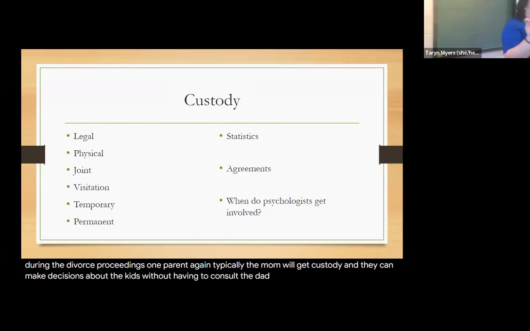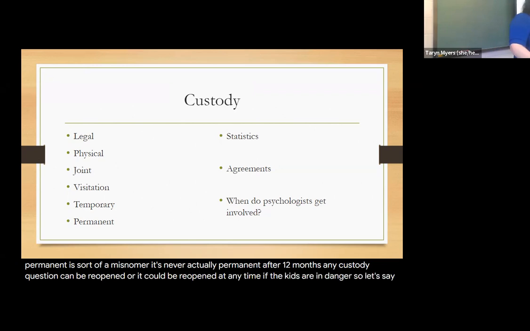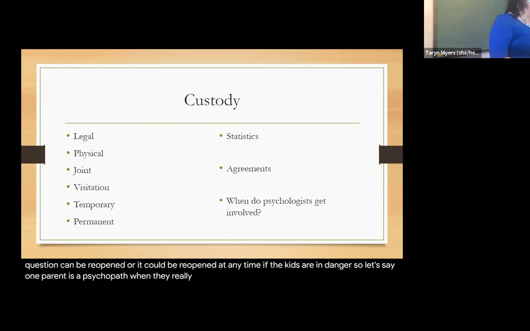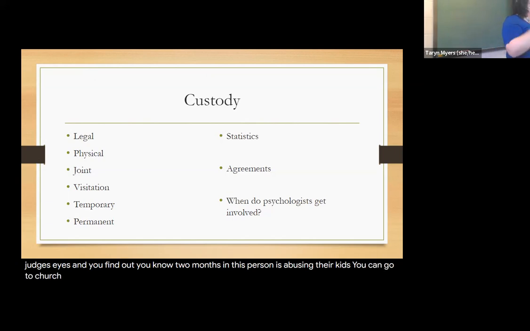There's also permanent custody, although permanent is sort of a misnomer. It's never actually permanent. After 12 months, any custody question can be reopened, or it could be reopened at any time if the kids are in danger. So let's say one parent is a psychopath, who really pulled the wool over the psychologist's eyes and the judge's eyes, and you find out, 2 months in, this person is abusing their kids. You don't have to wait 10 more months. You can go to court and say, this child is in danger, we need to switch custody.